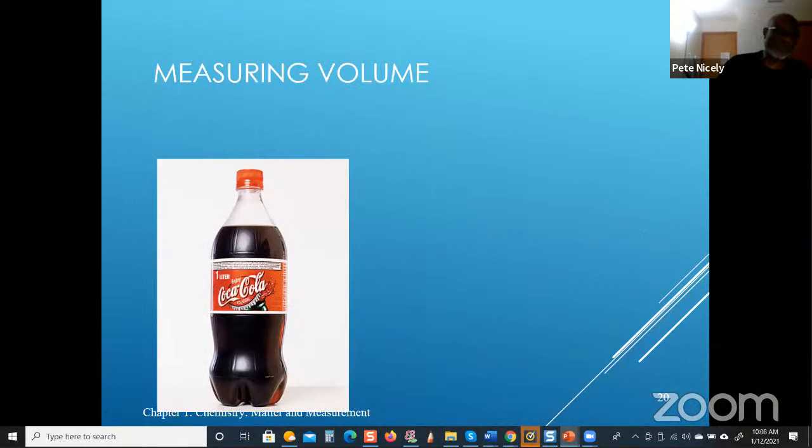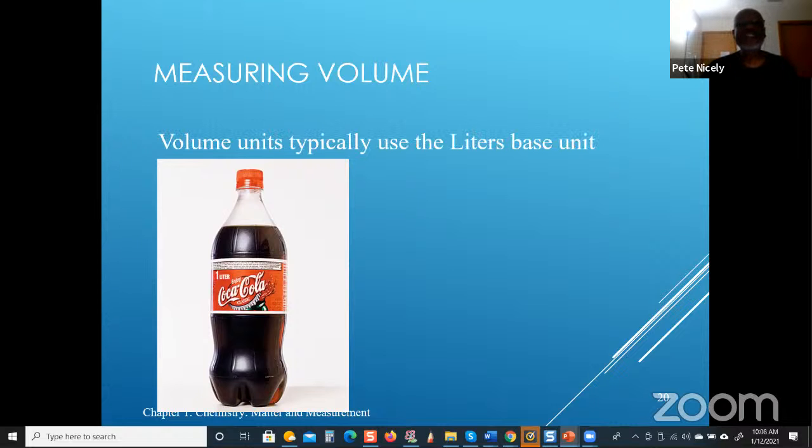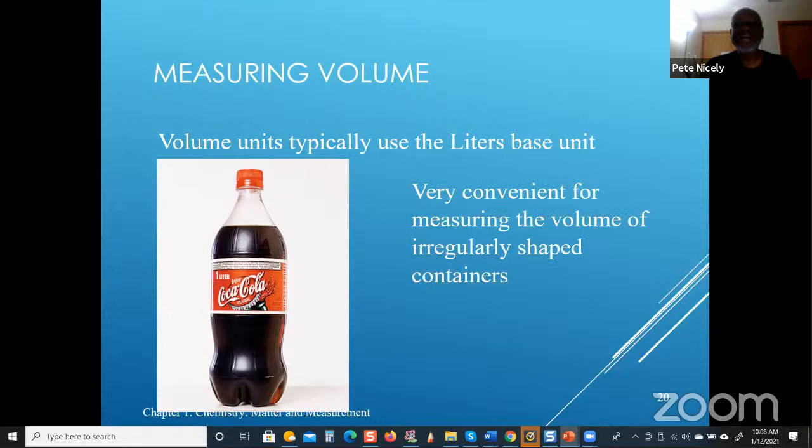So we're going to look at different types of quantities, all right? And basically the units associated with them, and the different relationships between the different types of units for those particular quantities. So the first one we're going to look at is volume. Volume, if you remember, is the amount of space that is occupied by an object. And the typical base unit that is used for volume is the liter unit, all right? As stated here, it's very convenient for measuring the volume of irregularly shaped containers. But you can also use it, of course, for expressing the volume of regular shaped containers, all right?